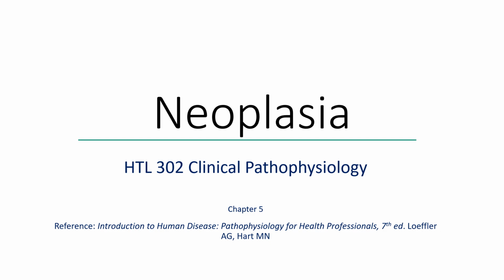All right, team. Welcome to Neoplasia, aka When Cells Decide the Rules Are Optional. This chapter is all about new growth, but not the cute kind like houseplants. We're talking about growth that's heritable, autonomous, and persistent, meaning the cells don't just stop because the body politely asks.